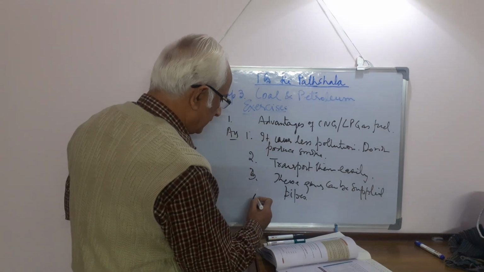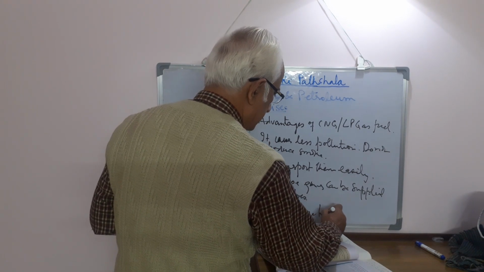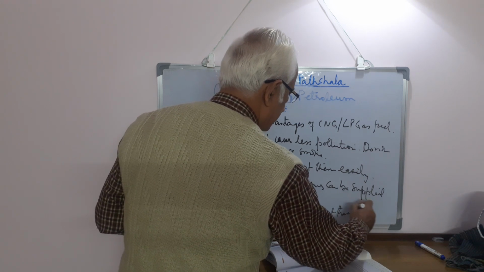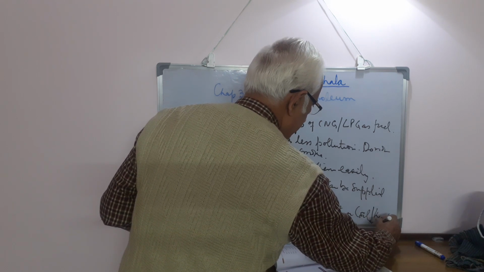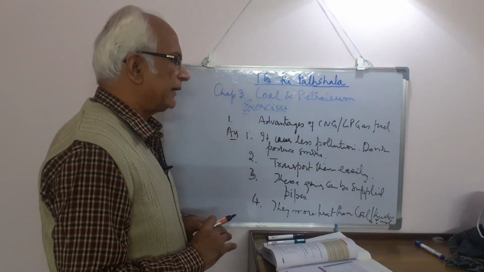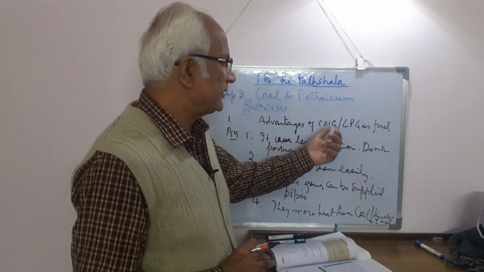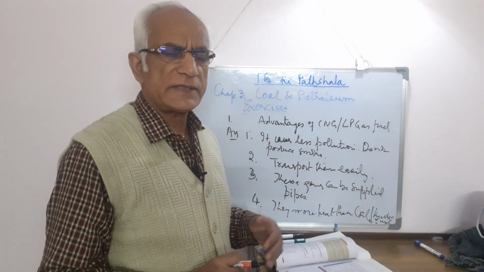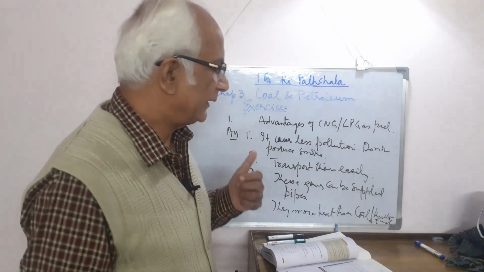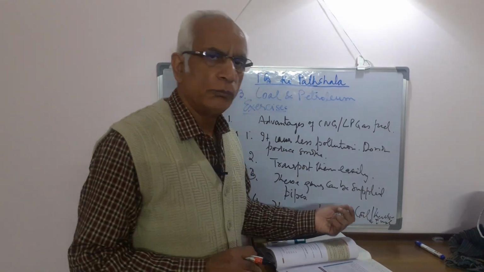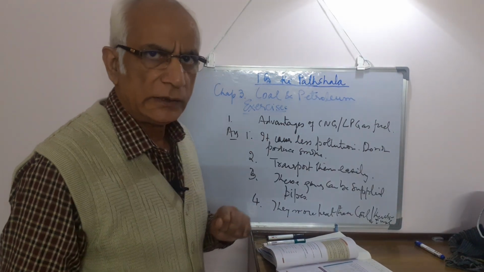And last point is, they produce more heat than coal and kerosene and even diesel. So if in a factory you are using diesel, you will get less heat per unit, but if you use CNG or LPG, you will get more heat because the calorific value is high. Both CNG and LPG have higher calorific value than coal, kerosene and diesel. Therefore, they produce more heat than compared to coal, kerosene or diesel.